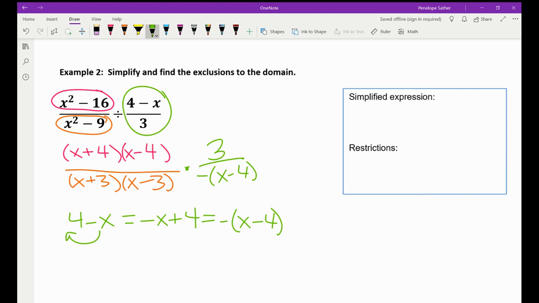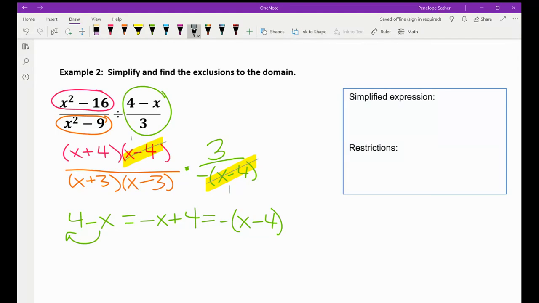And then now that we've got to the fun part where we get to cancel things out, now we have something to cancel. We have an x minus 4 and an x minus 4. Everything else is going to end up staying there. Those x minus 4s are going to turn into 1s. So now let's see if we can write our simplified expression.